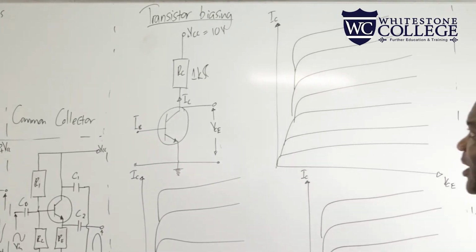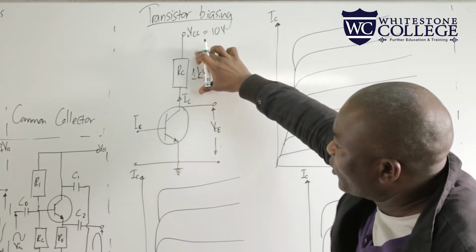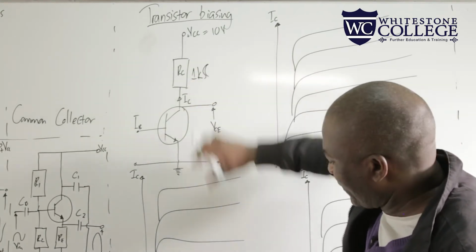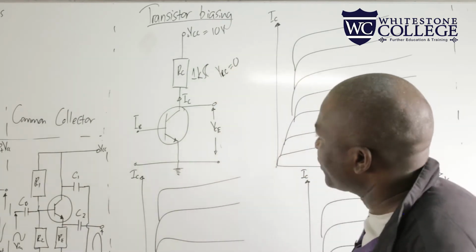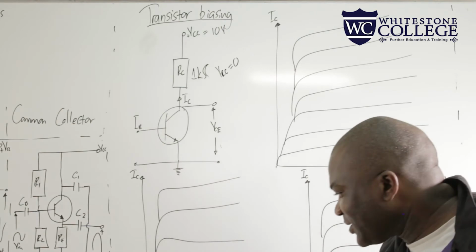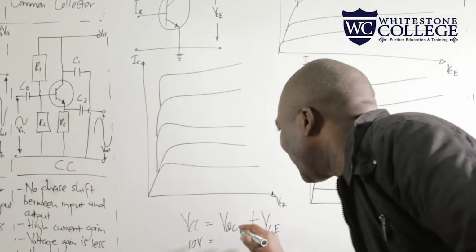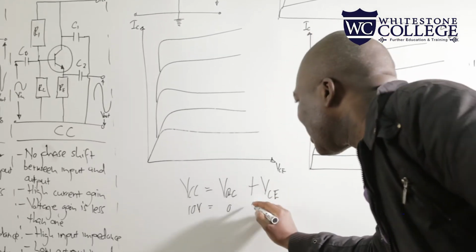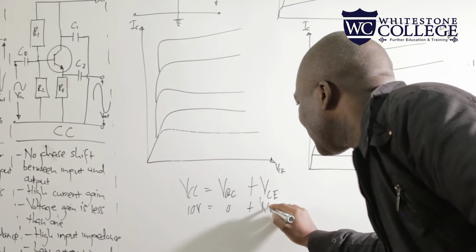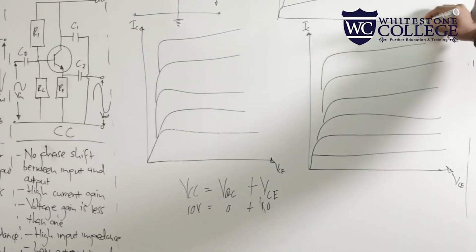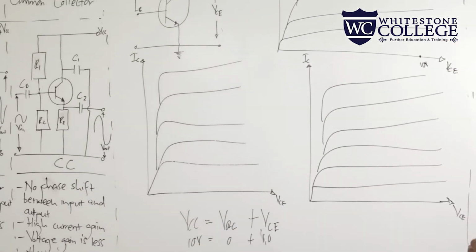So in this case, when we don't have IC flowing, it means VRC will be equal to 0. So if VCC is 10 volts and VRC is 0, that means VCE will be 10 volts. So we'll have this point; let's mark it as our 10 volts on our VCE.